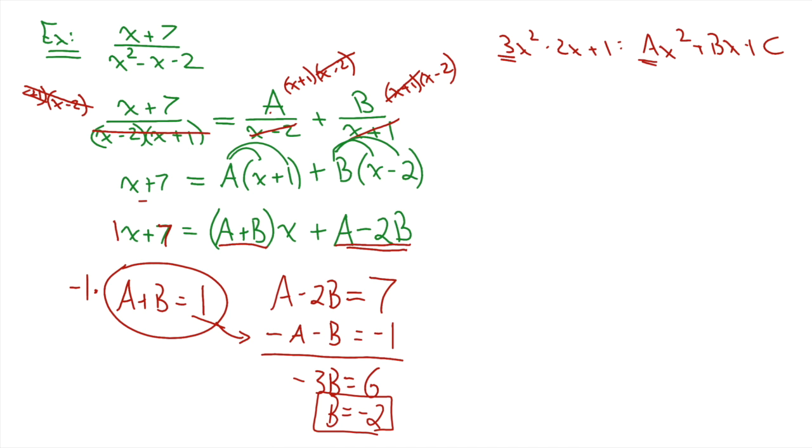So if I know b is equal to negative 2, how do I find a? Plug it into one or the other equation. This one seems to be easier. a plus b is equal to 1. So it becomes a plus negative 2 is equal to 1. So a is equal to 3.